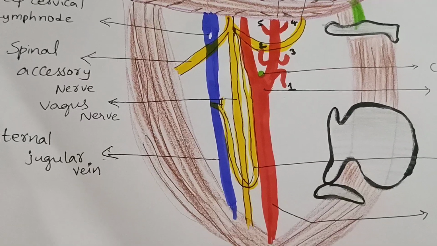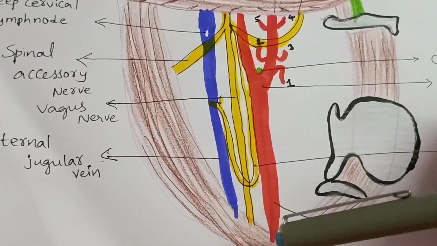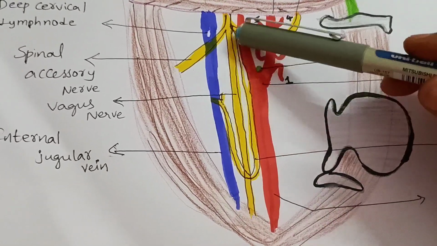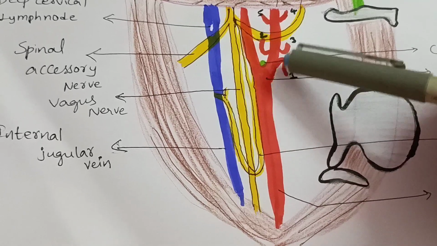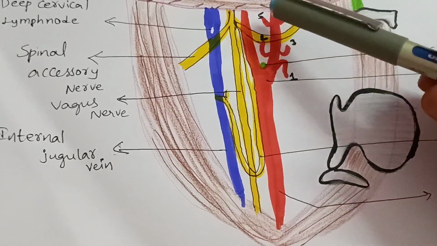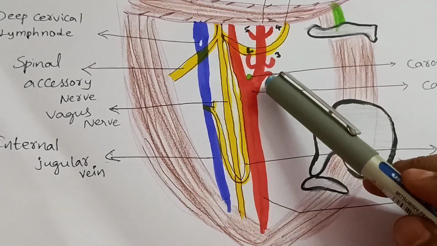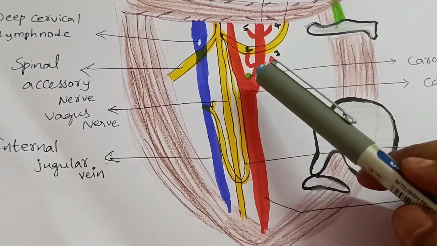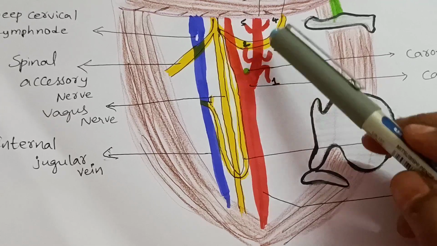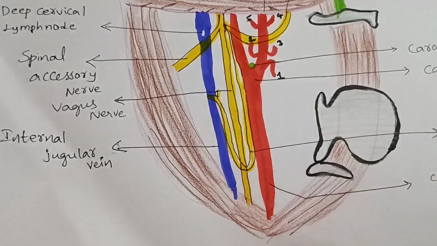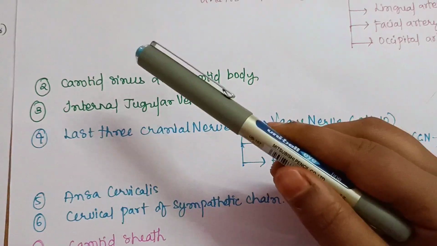So we'll see in this diagram, this is common carotid artery, which is dividing into external carotid and internal carotid artery. External carotid artery with five branches. They are superior thyroid artery, lingual artery, then facial artery, occipital artery, and ascending pharyngeal artery. So these are the arteries.